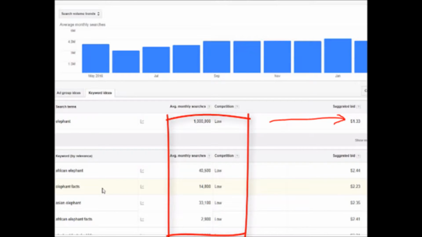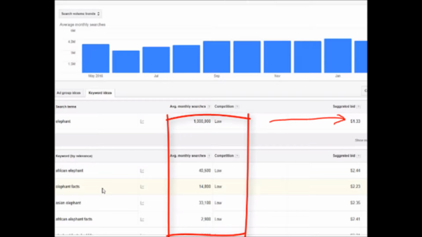Now, again, whenever you're using the Google keyword tool, remember that even when competition is low, the suggested bid is just a suggestion. It's not written in stone. It all depends on how many advertisers there are and everything like that, so it's very good to look at to understand what's going on with our keywords.